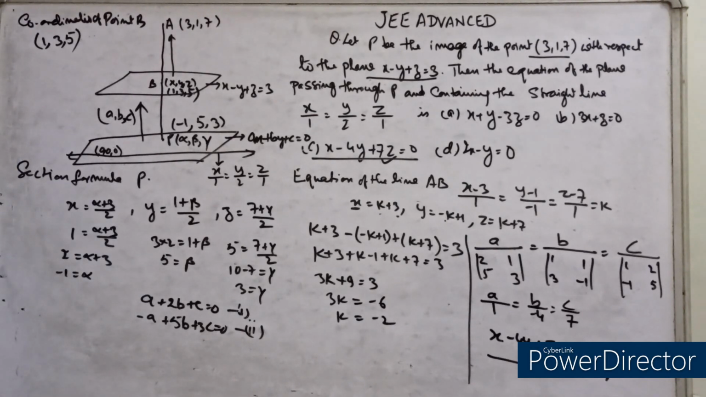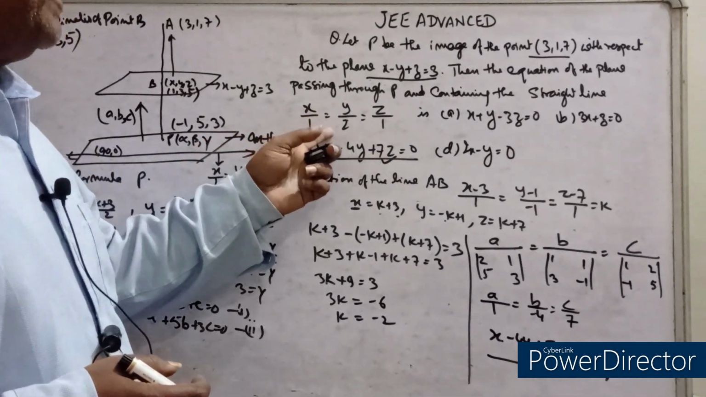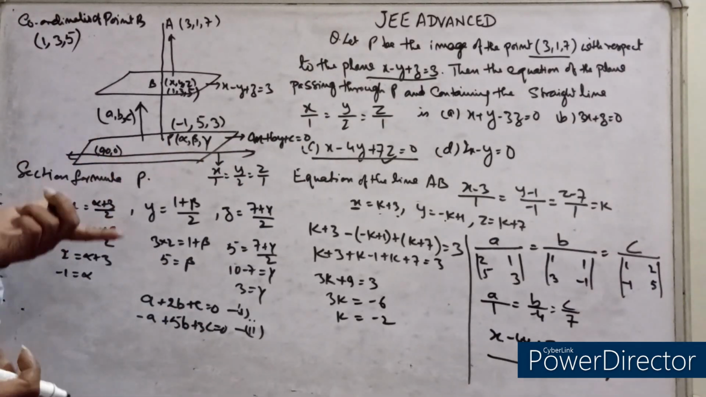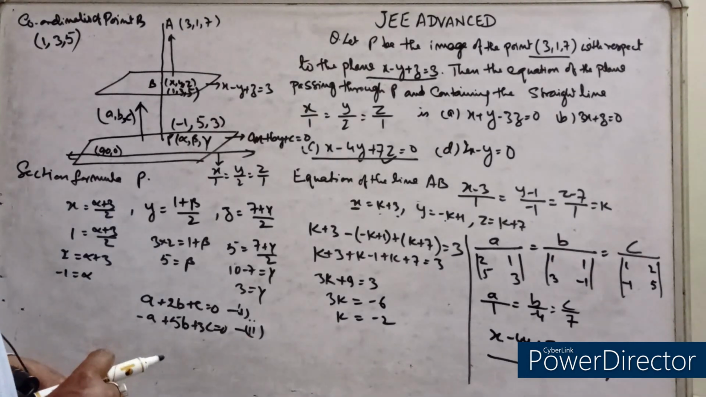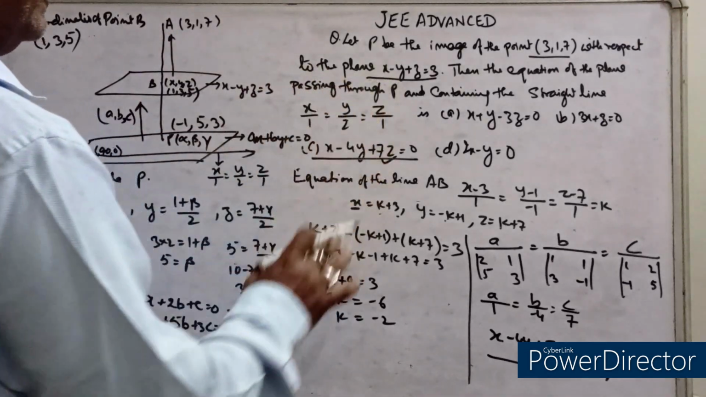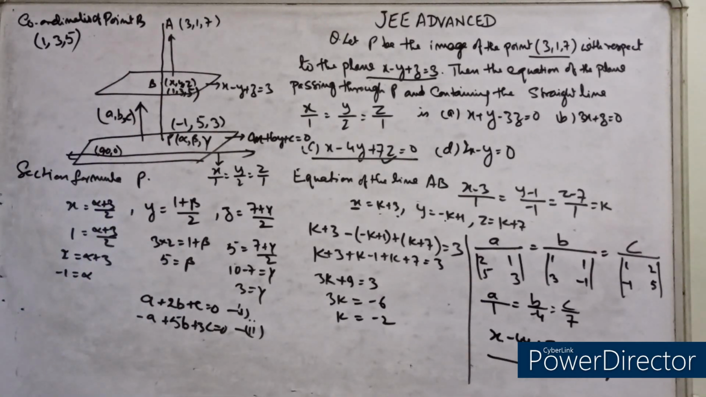Here there is no special technique. The only thing you have to know is that when the line is passing through the origin and it is in the plane, that means the plane is passing through the origin. So your D is 0. That is the only thing I found here. Everything else is clear. If you read the question clearly, you can easily solve it step by step.